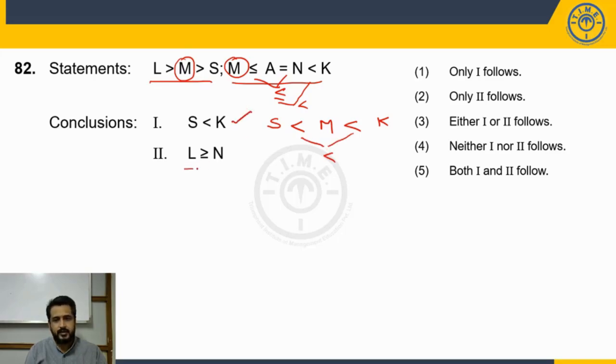Now let us try to identify the relation between L and N. Take the L and N as it is. And what is the common term? M. What is the relation between L and M? L is greater than M. What is the relation between M and N? M less than or equal to N. Less than or equal to and equal to leads to less than or equal to. So can you establish the relation between these two? No, because we have opposite signs. So the second one does not follow. So only 1 follows. Choice 1. We have opposite signs here, so that's why it does not follow.